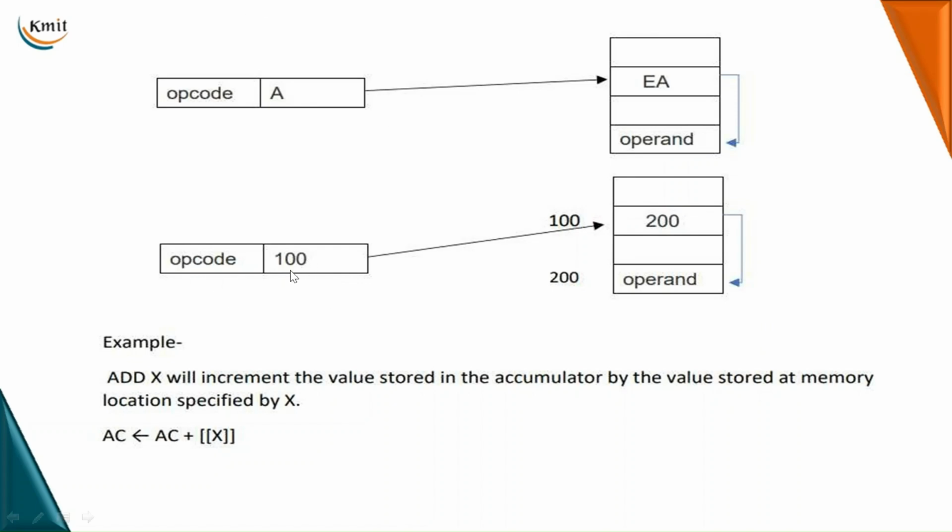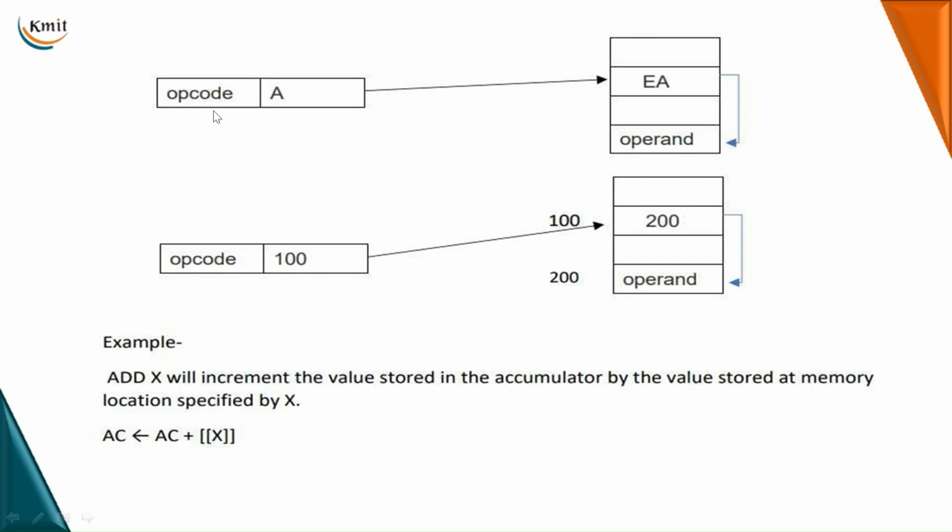The instruction contains an opcode and an address part. The address part contains 100. Previously, in direct addressing mode, if you go to this 100 location, this is the actual operand, so the effective address is 100. But in indirect addressing mode, if you go to the 100th location, you will get the effective address, which is the address where your actual operand is stored in the memory. So here 200 is the effective address. If you go to that 200 location of the memory, you find your actual operand. This is called indirect addressing mode. The 100 is not the effective address; if you go to this location, you can find the effective address.